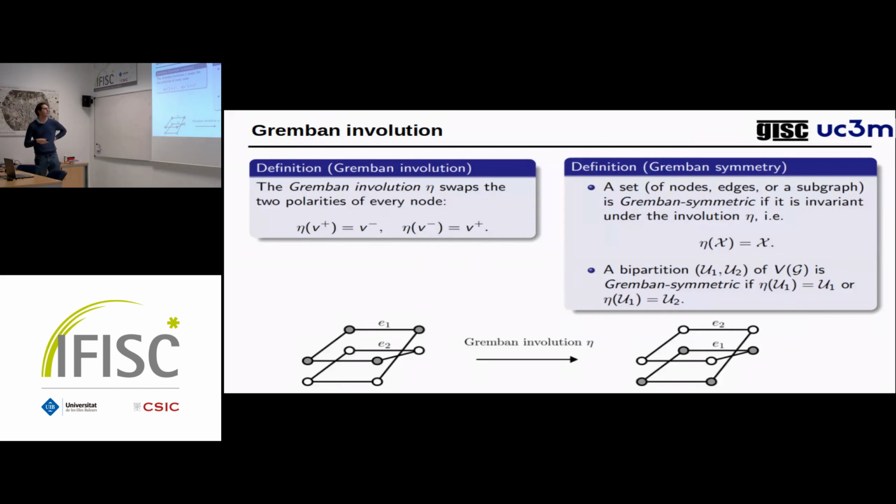In particular, we will be interested in the Greenband symmetry of partitions of nodes into subsets. And partitions can be Greenband symmetric in two ways. Either each subset of the partition gets mapped to itself, which I will call Greenband symmetric, or another alternative is that the subsets of the partition are swapped. So each subset changes, but the partition does not, because we have just swapped the two. And I will call that Greenband antisymmetric.